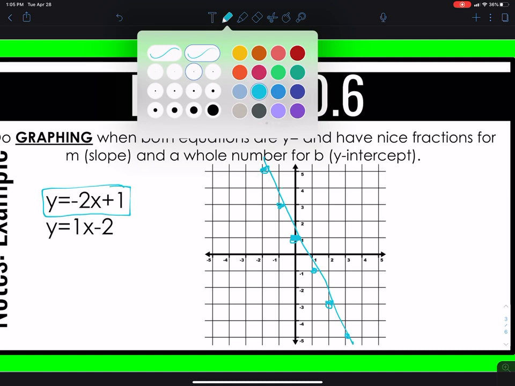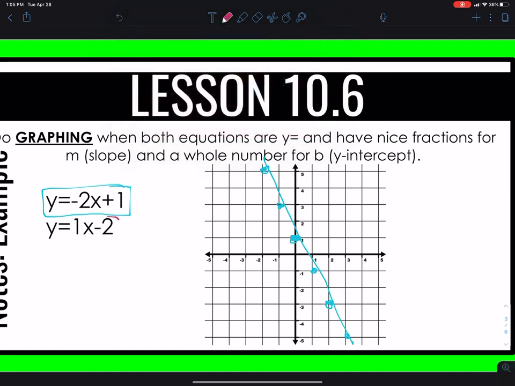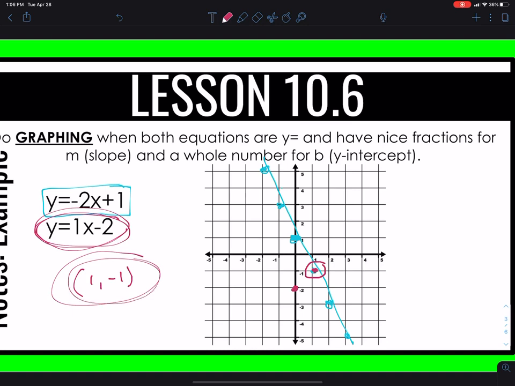Now let's graph the other one. So here's this equation, y equals 1x minus 2. We're going to start our y-intercept right here at negative 2. And our slope is 1, so we're going to rise 1, run 1. Oh, and we can stop right there, because that, ladies and gentlemen, is where these two lines intersect. Our solution for this system is (1, negative 1). If they all were that easy, huh?